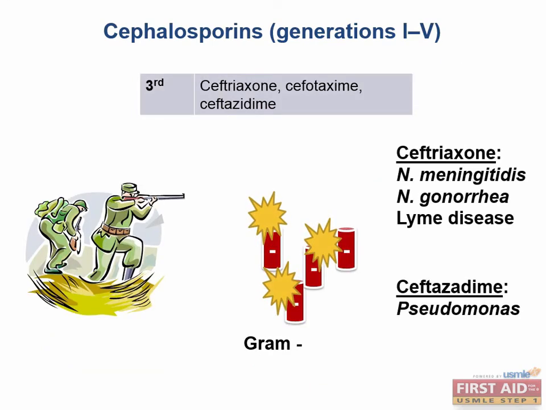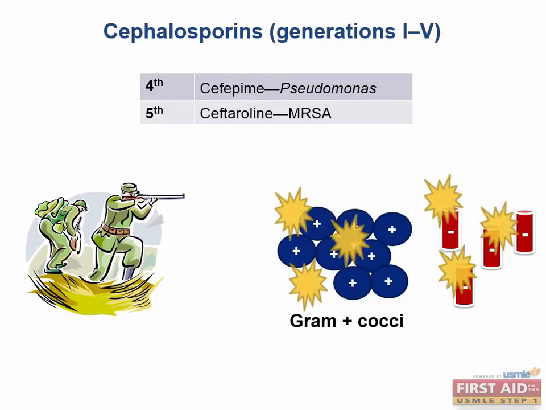Ceftriaxone, cefotaxime, and ceftazidime are third generation cephalosporins. These are very powerful drugs that are used to treat gram-negative infections. Ceftriaxone is a first-line agent used in treating Neisseria meningitidis, Neisseria gonorrhoeae, and Lyme disease. Thinking back to bacteriology, do you remember which bug causes Lyme disease? That would be Borrelia. Very good. Also of note, ceftazidime is the only third generation cephalosporin that has activity against Pseudomonas.